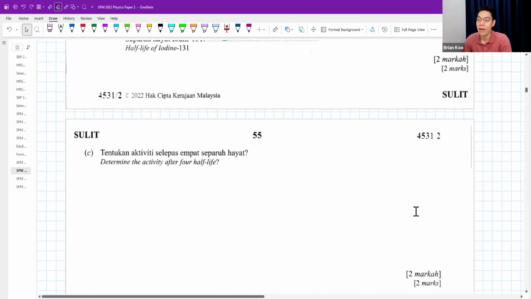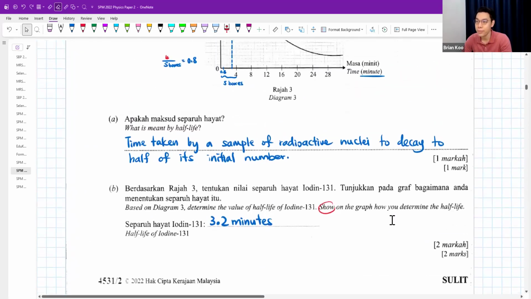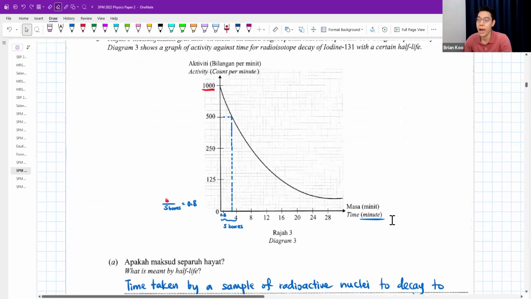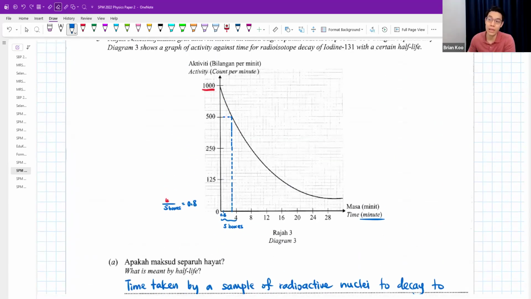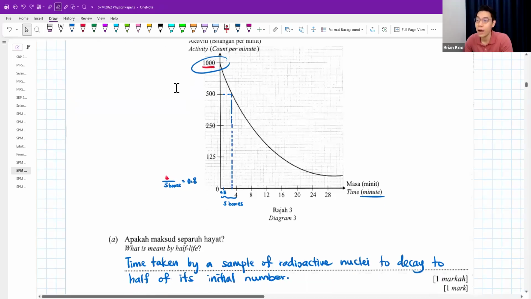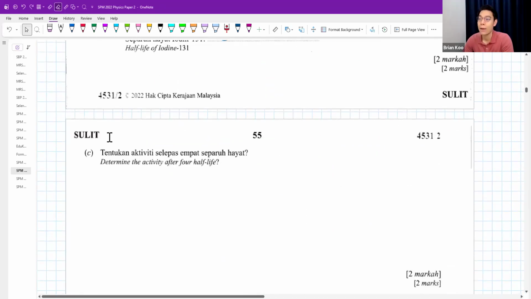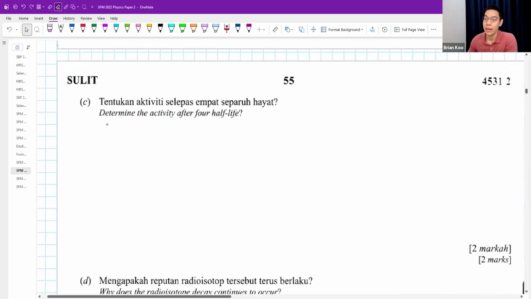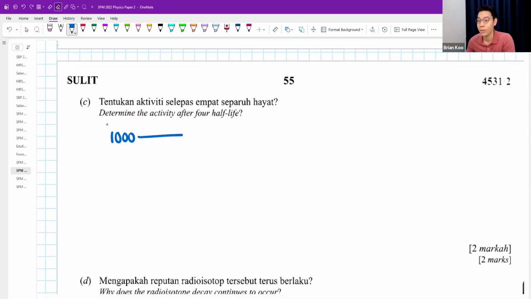Determine the activity after 4 half-lives. Okay, so originally you have the activity as 1000. After 4 half-lives, there are 2 methods. One easy method is you go and draw like this, 1000. You draw one arrow. Every arrow represents 1 half-life. You take 1000 and you divide by 2, you cut into half, you're going to get 500.